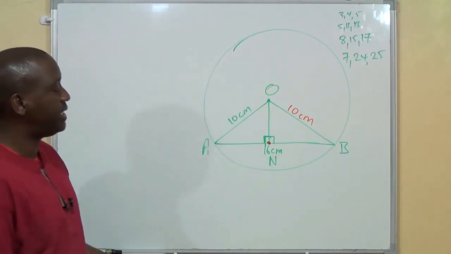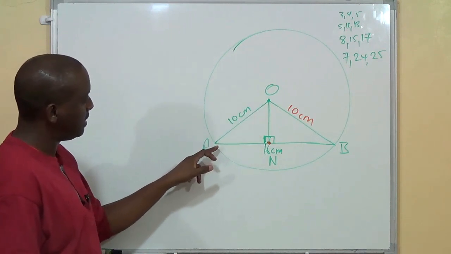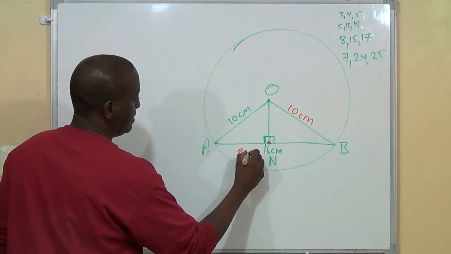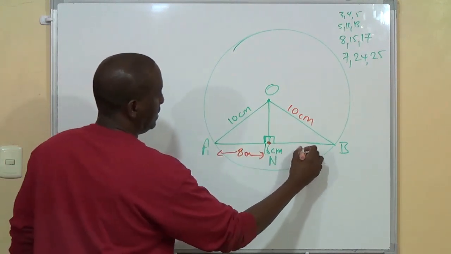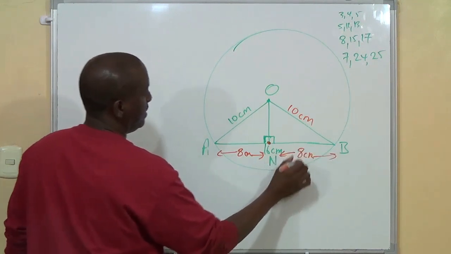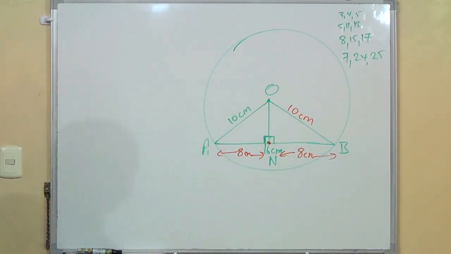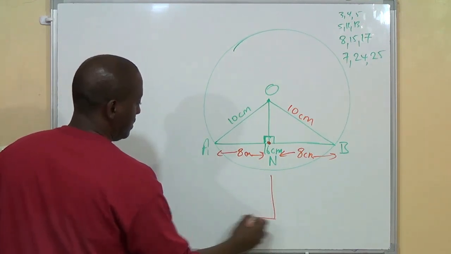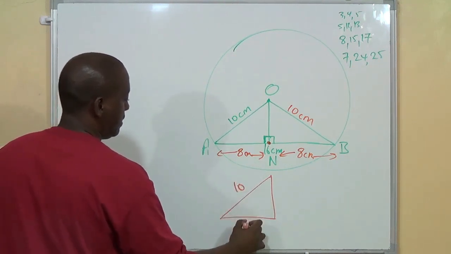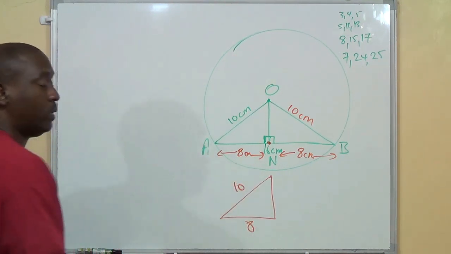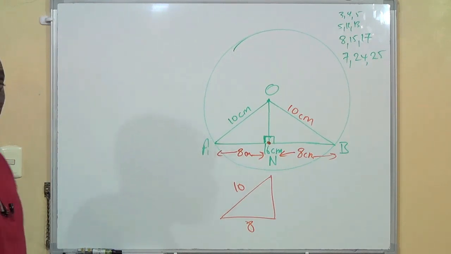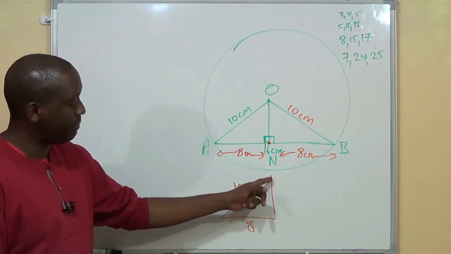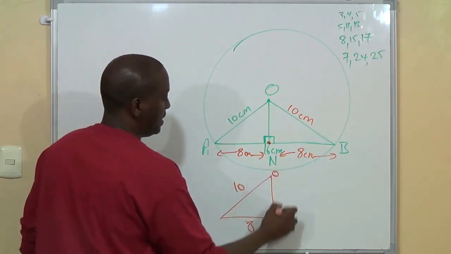Which means therefore that we have two right angle triangles. We have 10 here, and if AB is 16, it means that AN is 8 centimeters here, and AN is 8 centimeters here as well. Right? So it means then that we are basically looking at a right angle triangle. You have 10 here and you have 8 here. Now, in a situation like this, you could do a couple of things. You could use Pythagoras theorem and find the length ON, which is what we're trying to find.